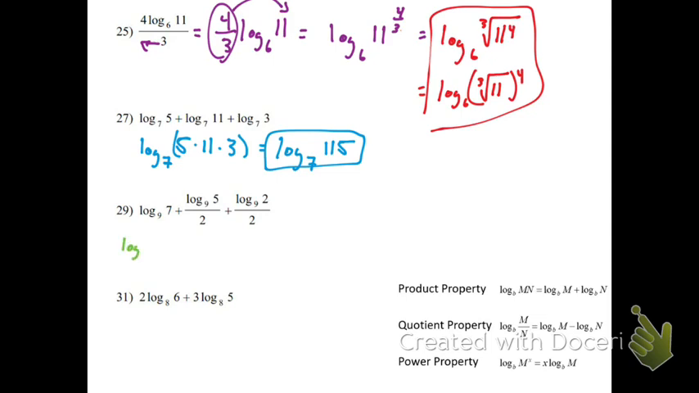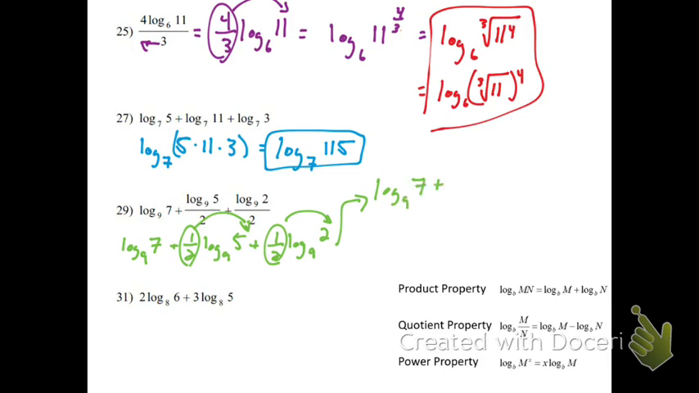I'm going to leave the log base 9 of 7 alone, all right? But then this is 1/2 log base 9 of 5 plus 1/2 log base 9 of 2, okay? So then these get put on each of those as exponents. So this becomes, still leaving the log base 9 of 7 alone, log base 9 of 5 to the 1/2 power, which is the square root of 5, 2 to the 1/2 power, which is the square root of 2.